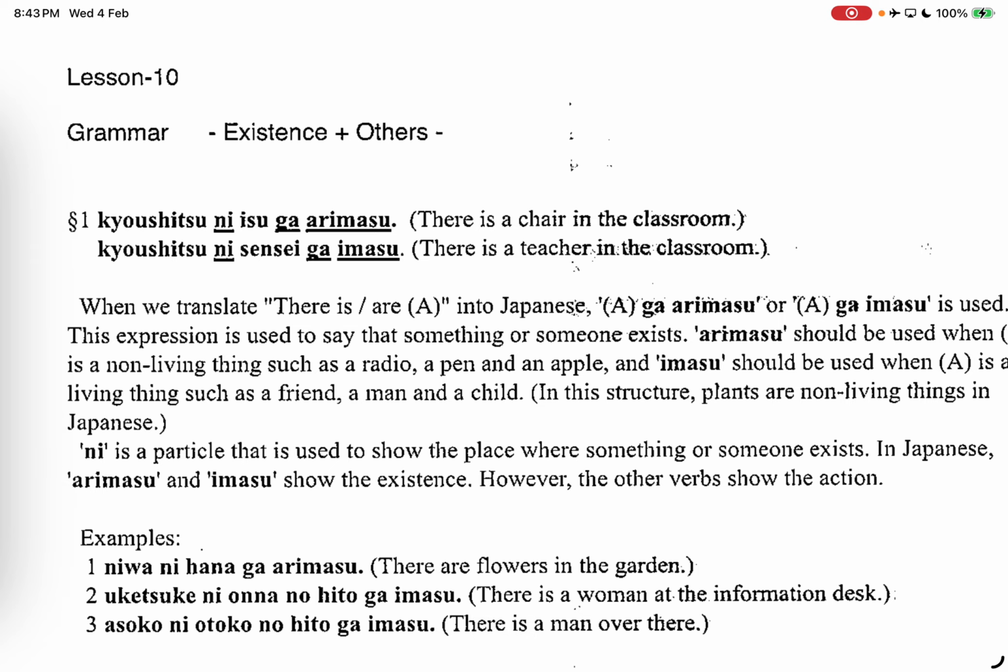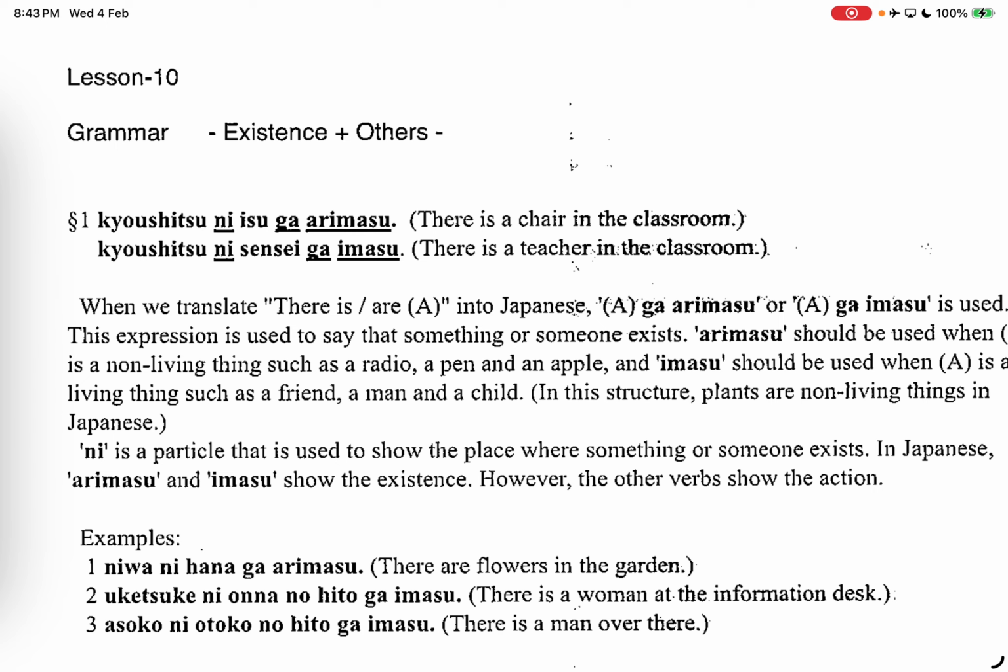Okay, there's two ways to say this, but the two ways have different emphasis. First one: 教室に椅子があります。So, に, as I mentioned, is like "in the classroom." So, in classroom, chair があります。And I also mentioned to you, が is our object particle. So whatever is before that is the object that we want to mention in this sentence.